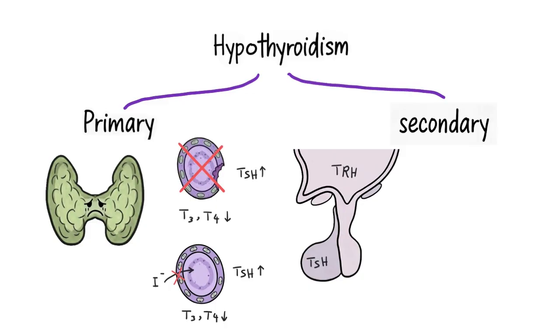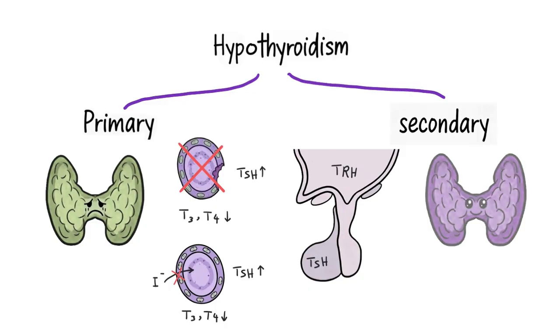But in secondary hypothyroidism, the situation is a bit different. In this case, the thyroid gland itself is completely normal, and the problem lies in the hypothalamic pituitary axis. Under normal conditions, the hypothalamus first releases TRH. This hormone acts on the pituitary gland and causes the release of TSH. Then TSH stimulates the thyroid gland to produce and release thyroid hormones into the bloodstream.